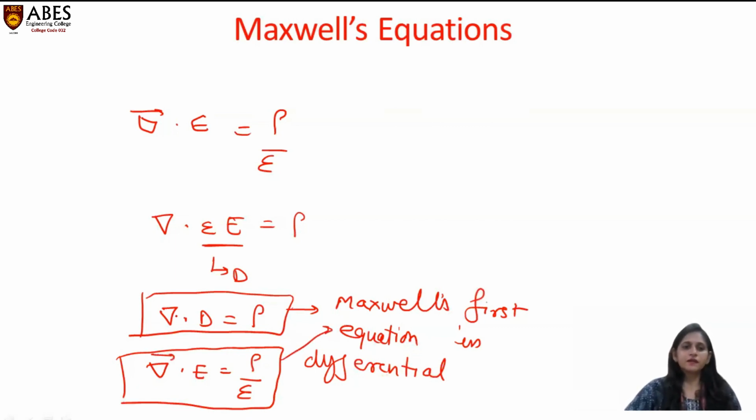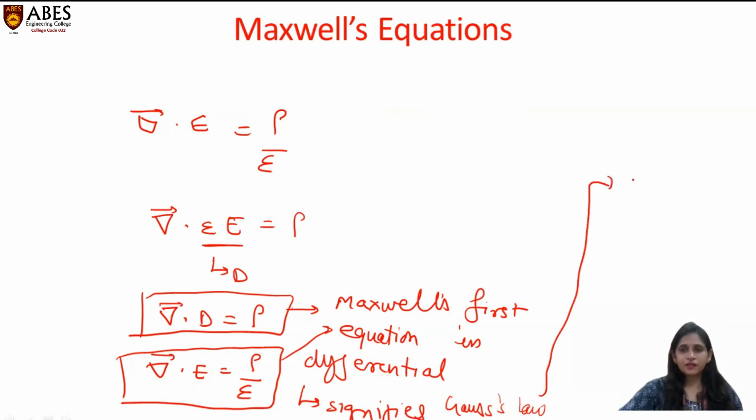Using this operator del, these are the Maxwell's equations, and what do they signify? They signify Gauss's law of electrostatics. The significance is not changing. It is Maxwell who represented that law in differential form in a mathematical manner.